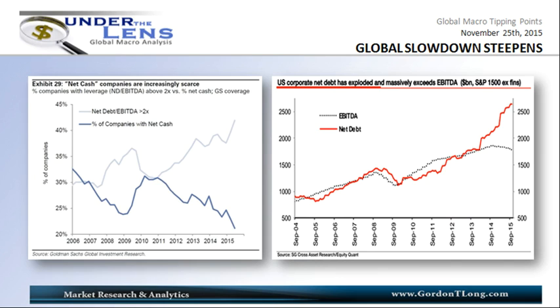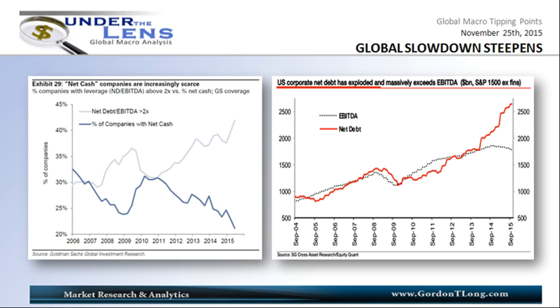So if top-line revenue growth, margins, and earnings are all falling, what about cash flow? There isn't much room to cut staff and freeze salaries and benefits. That has been relentless for over a decade now. Net debt to EBITDA is 2 times higher than in 2006, while the percentage of companies with net cash is the lowest since 2006.